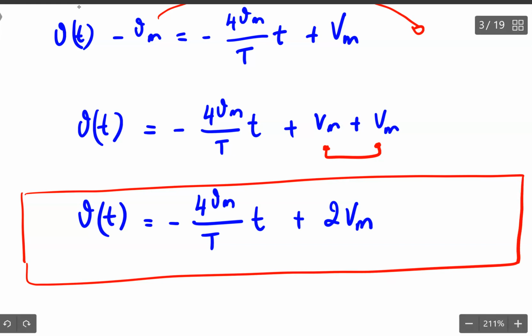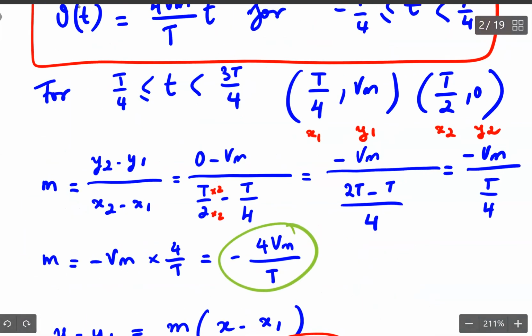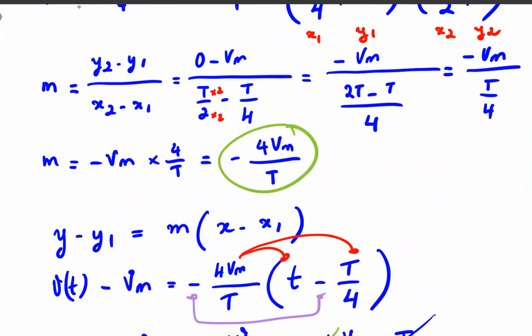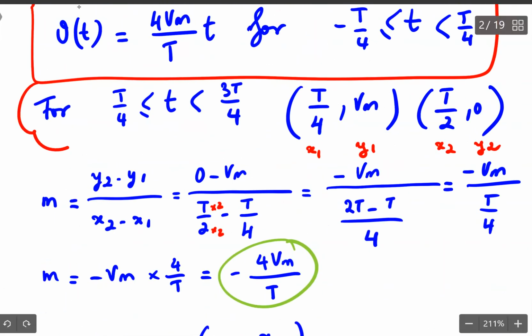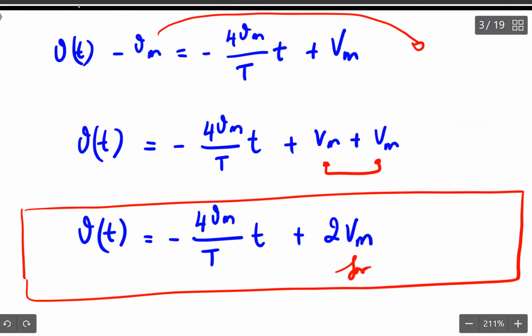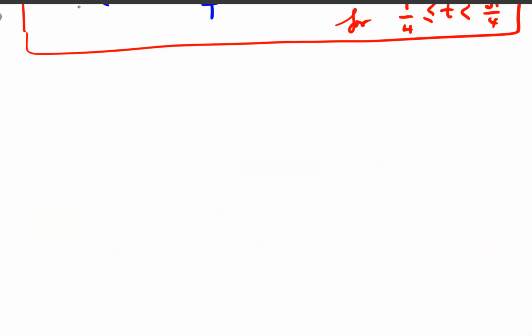So for this period, I should write it as T over 4 less than or equal to t, less than 3T over 4. Alright, okay. So let's continue with the next question.